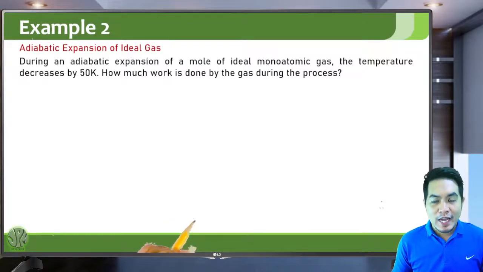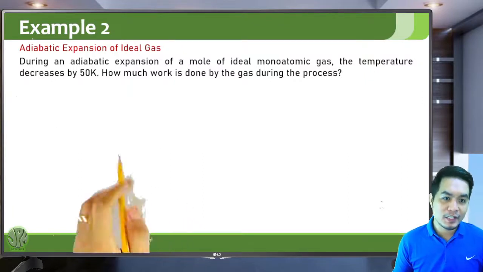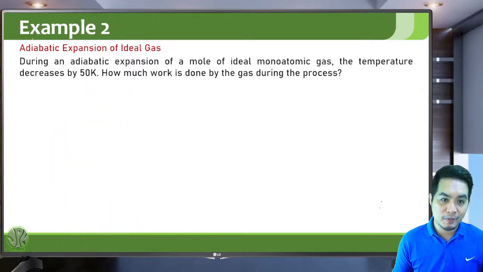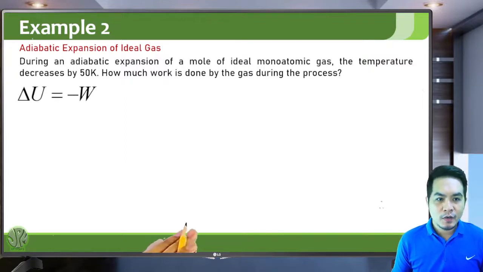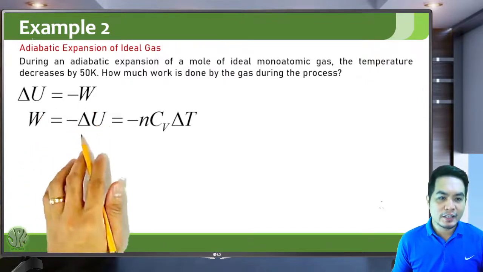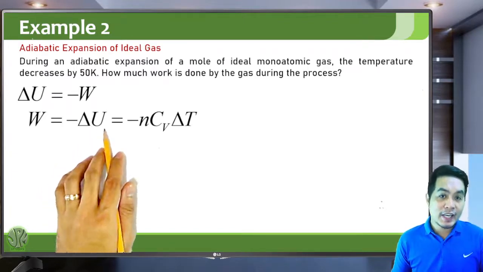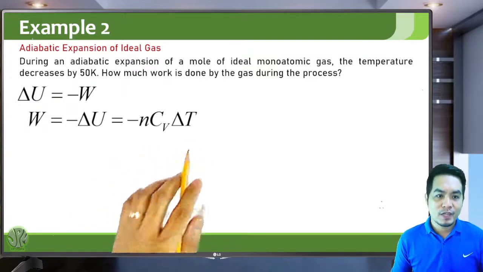Okay, example 2. Adiabatic expansion of an ideal gas. During an adiabatic expansion of 1 mole of ideal monoatomic gas, the temperature decreases by 50 Kelvin. So this is the change in temperature. How much work is done by the gas during this process? In an adiabatic expansion, there's no heat involved, so the change in internal energy is just negative work. We are trying to solve for the work, so the work is the negative change in internal energy. And for an ideal gas, the change in internal energy is equal to nCv delta T.